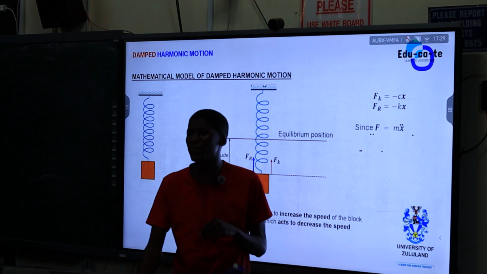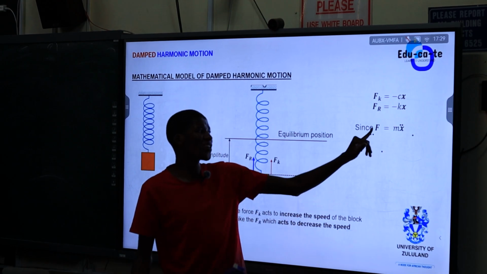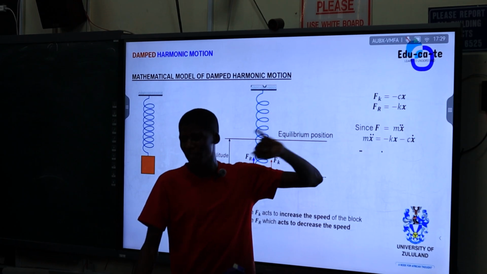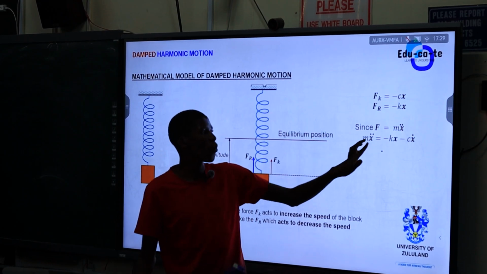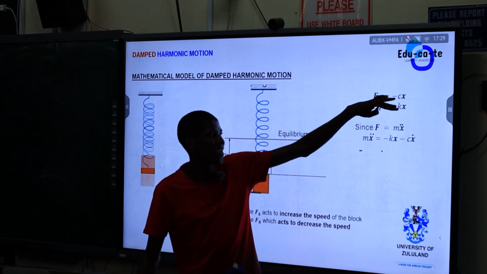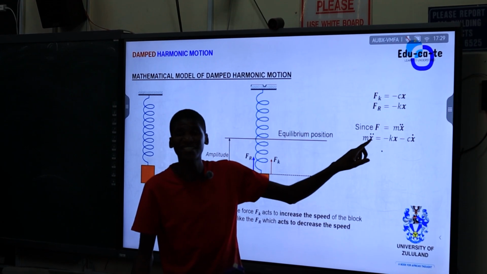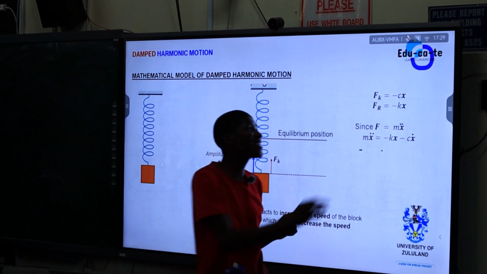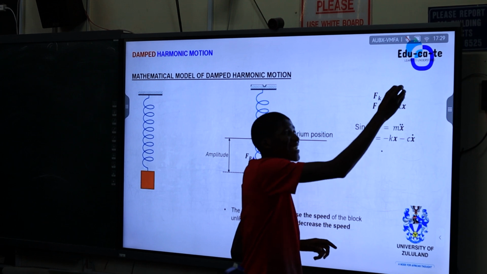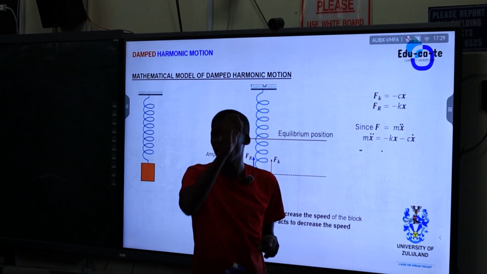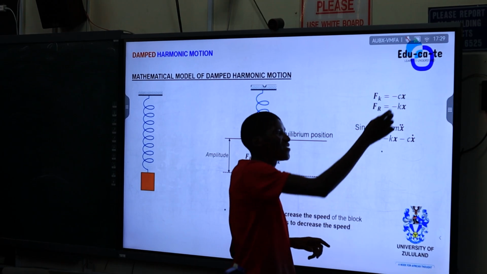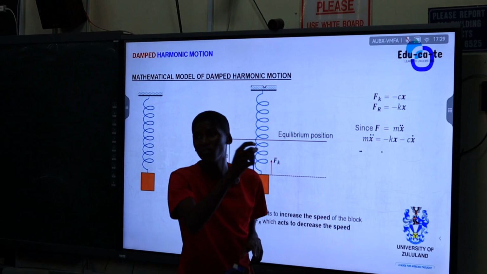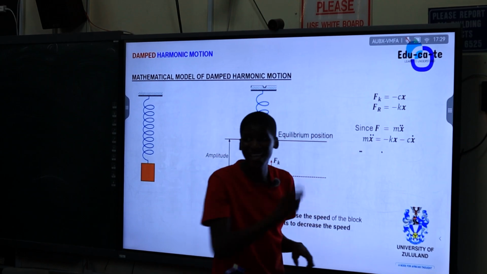You will do more depth on the mathematics later. Since force F equals mass times acceleration, when you add up the restoring force, minus kx, and the retarding force, minus c x dot, you get m x double dot. So that's minus kx plus minus c x dot. This must give us the mass times the acceleration.